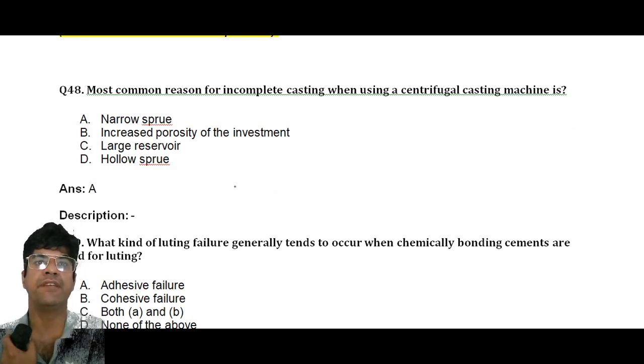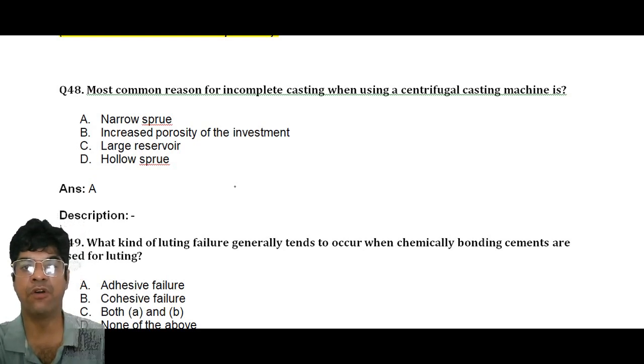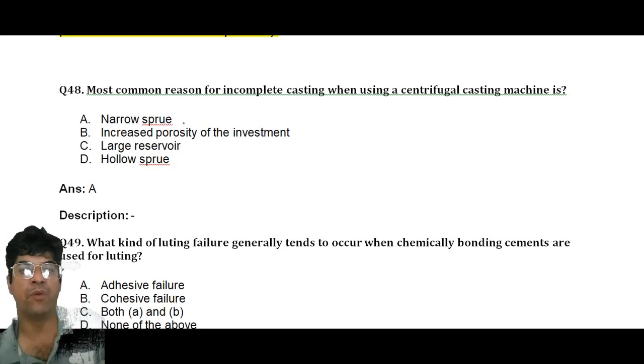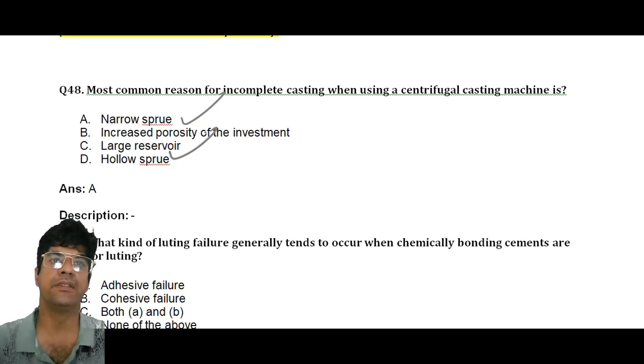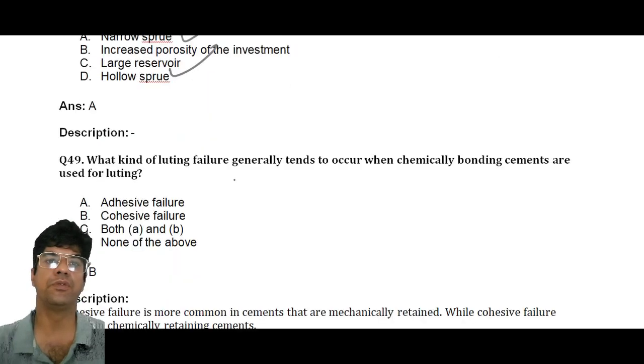The most common reason for incomplete casting when using a centrifugal machine is a narrow sprue. A narrow sprue can restrict the flow of molten metal into the mold, which can lead to incomplete casting. It can cause insufficient metal to reach all the areas of the mold, which results in a defect in the final casting. So the most common reason is a narrow sprue.